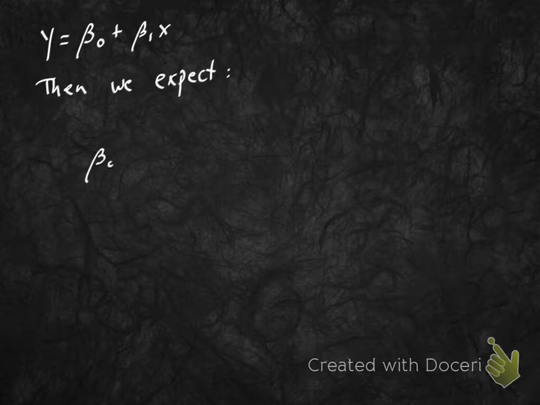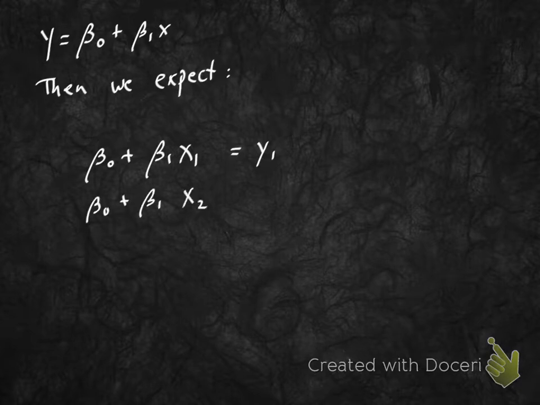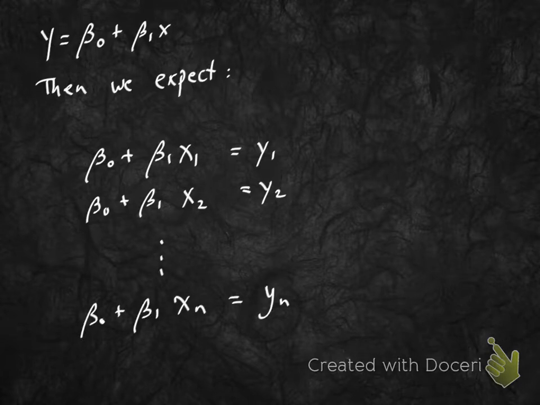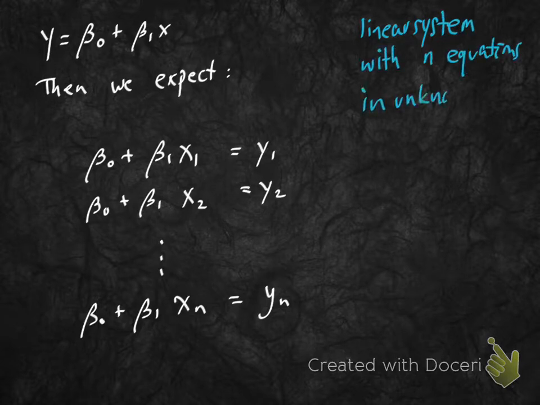Well, what properties might we hope that beta naught and beta 1 satisfy? Well, if the line goes through the data point x1, y1, then we want beta naught plus beta 1 x1 to equal y1. If it goes through the point x2, y2, we want beta naught plus beta 1 x2 to equal y2. And so on for all of our data points. So this ends up giving us a linear system in n equations, where n is the number of data points, and in two unknowns, where the unknowns are the coefficients for the line, beta naught and beta 1.